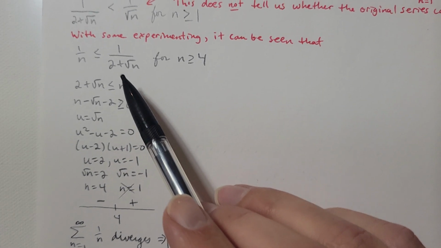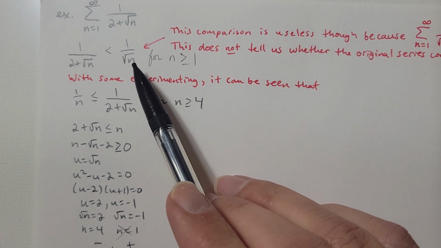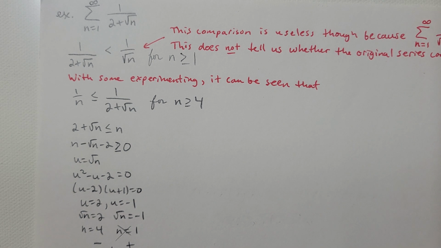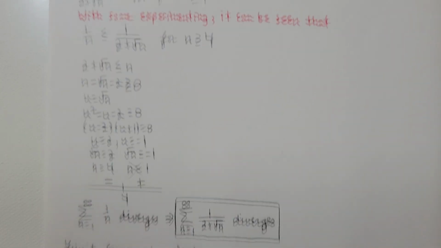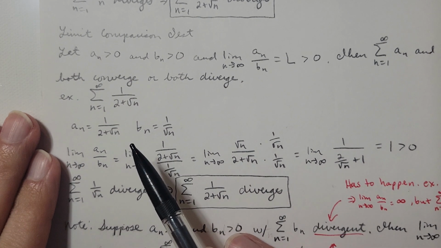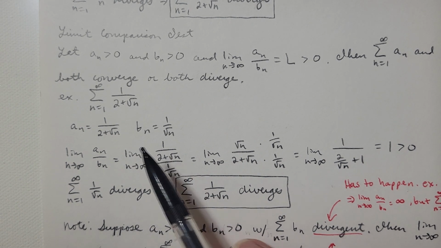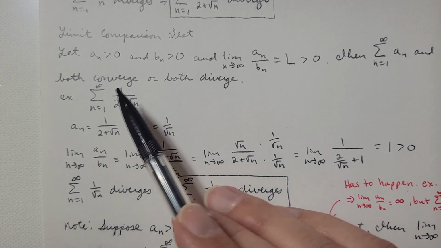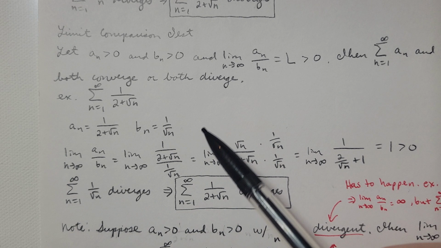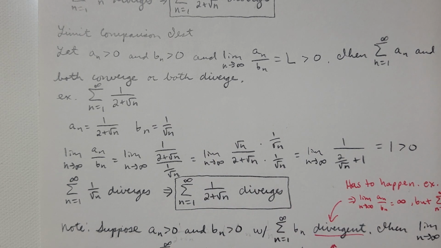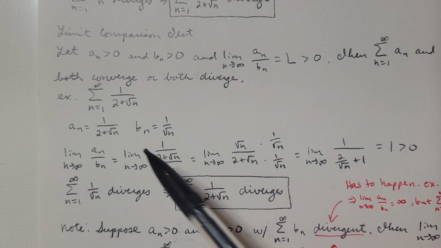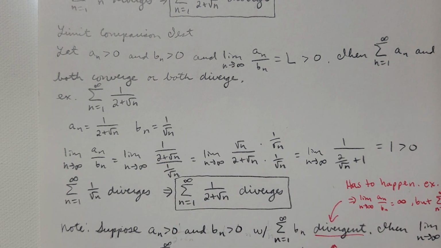Now up here, I was comparing this to 1 over the square root of n. That standard comparison didn't help me. Okay, now what if I were to use the limit comparison test? Okay, so a sub n is always going to be your original sequence here that's in the sum. So that's going to be 1 over 2 plus the square root of n. And b sub n, so what if I didn't have the plus 2? What if I let b sub n be 1 divided by the square root of n?